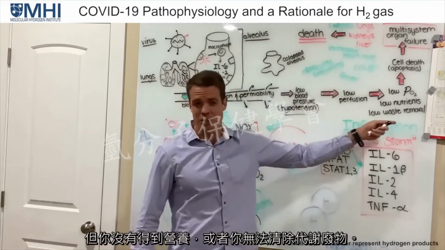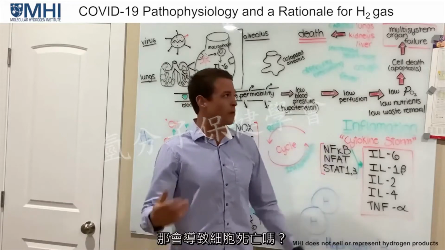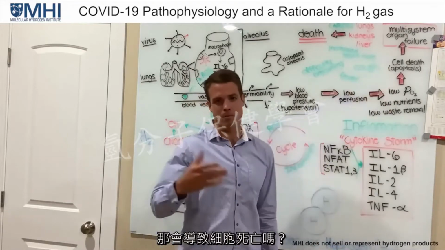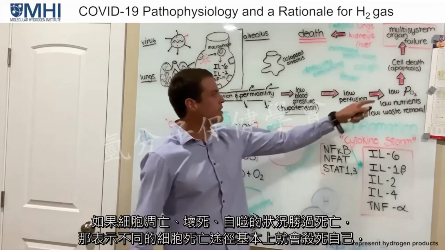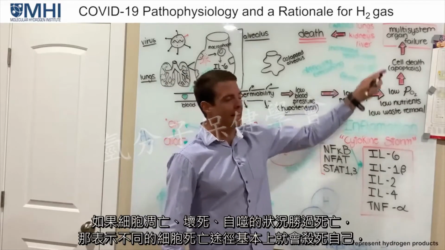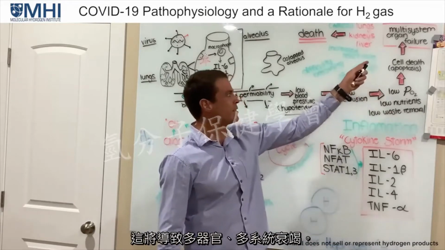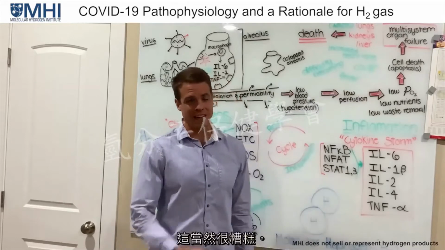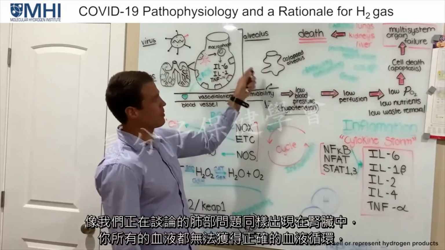But you're not getting the nutrients there either. You're not being able to do metabolic waste removal. So that's going to cause cell death, right? Apoptosis, necrosis, autophagic cell death, the different pathways of cell death, and if you kill enough cells, you're going to cause multi-system organ failure. Now that's, of course, really bad. Like for the lungs, this is what we're talking about right here.